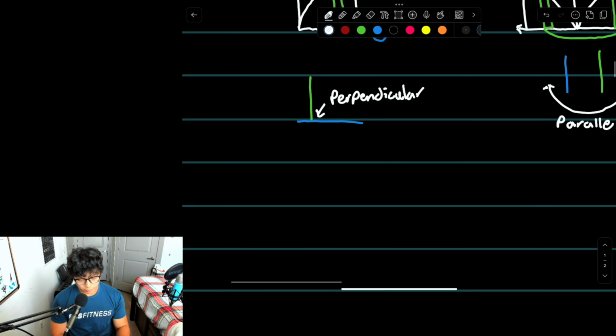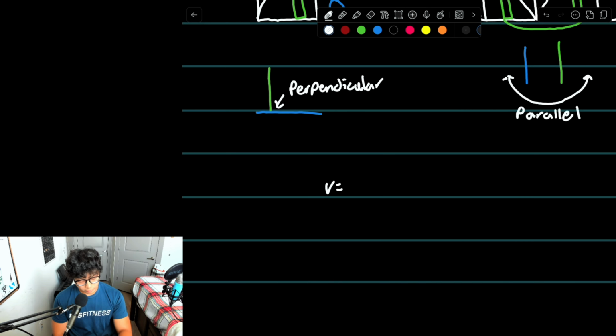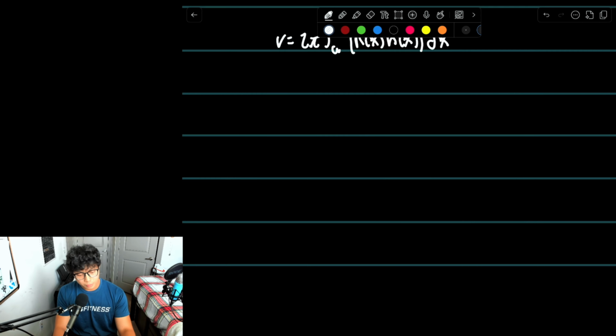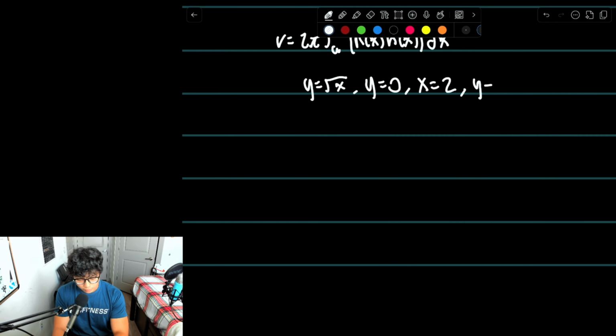Now, the equation we use for the shell method is volume equals 2 pi times the integration from a to b of our radius times our height, and then dx. Now let's let our first problem be bounded by y equals the square root of x, y equals 0, x equals 2, as well as rotated about the y-axis.